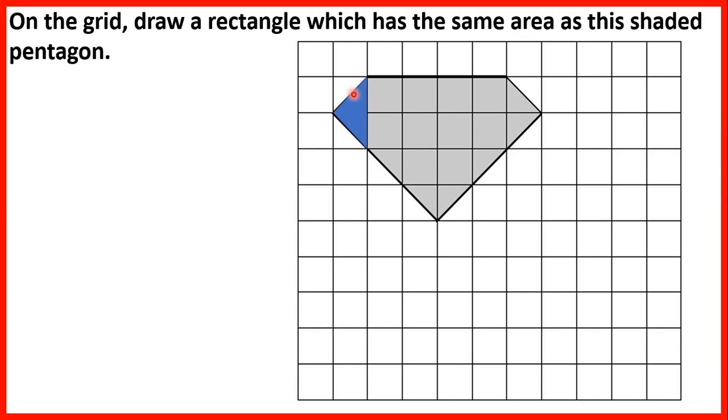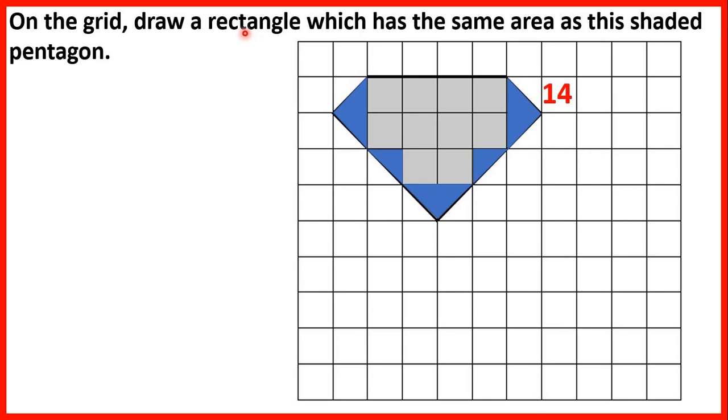We have two half squares here, so we can remember that two halves will make one whole. We have another two halves here, so that's another one. Another two here, so that's three squares altogether, and then we can put these two half squares together to make a fourth square. Then we have 5, 6, 7, 8, 9, 10, 11, 12, 13, 14. So the area of this pentagon is 14 squares.